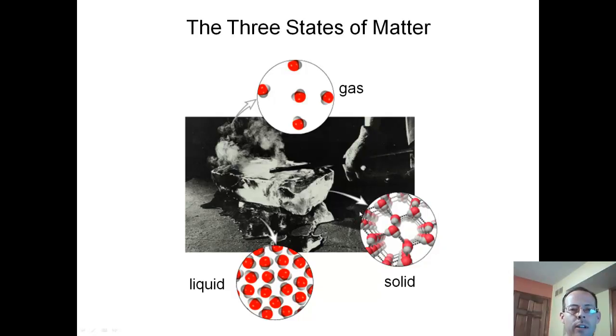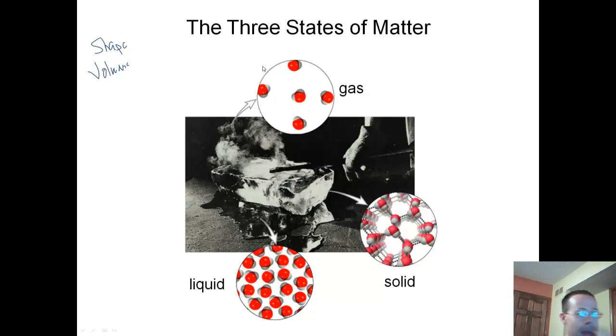Today we're going to continue our work through Chapter 1, and here we go. Let's jump right into it. Today we're going to talk about the three states of matter. These can basically be differentiated if we look at two different things: shape and volume.